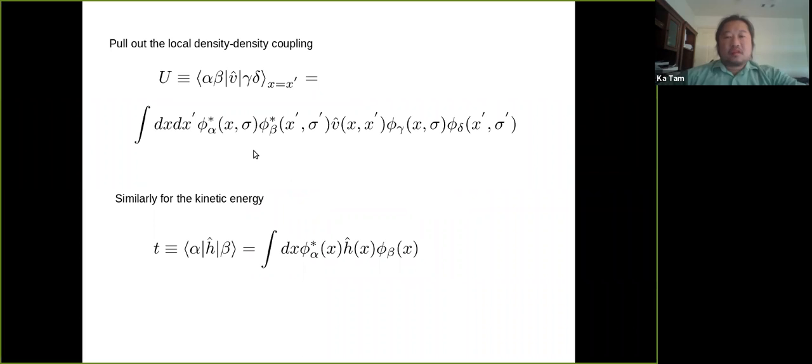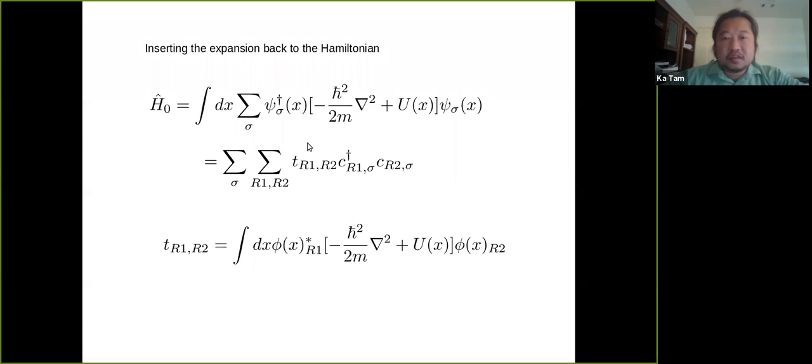So now this basis becomes the Wannier basis for the interacting term, and similarly for the kinetic energy term. It's just the same thing as before. We just substitute the Wannier basis for the single particle eigenbasis. If we substitute the expansion of the field operator and the Wannier orbitals, we end up with this Hamiltonian. It starts to look like the form of the Hubbard model.